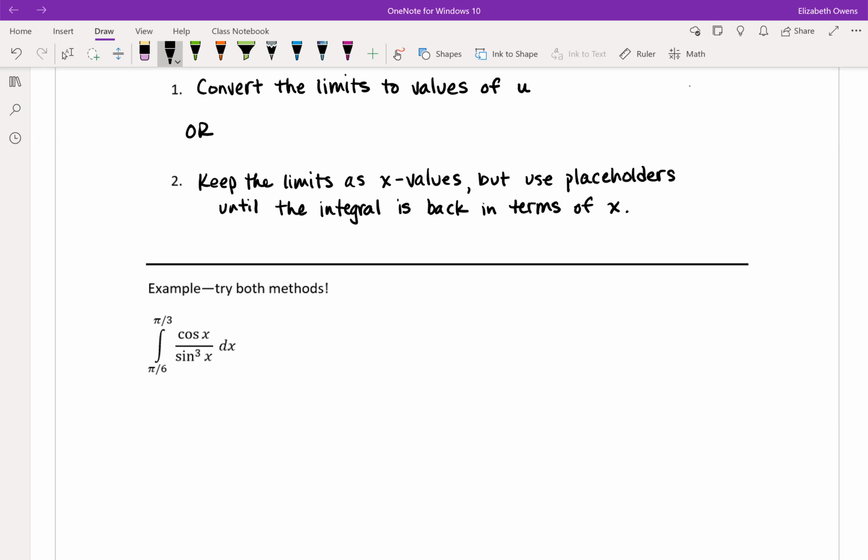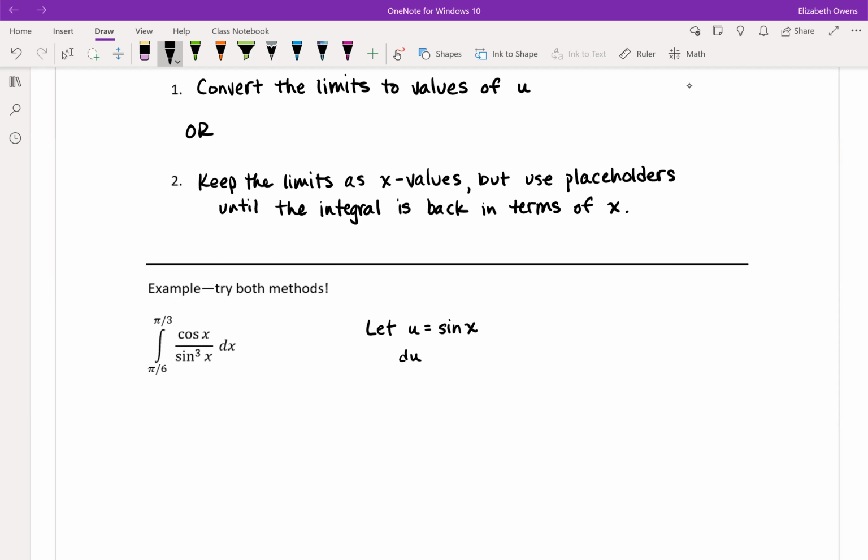It's either going to be your cosine or your sine value here. If we were to make cosine be our u, that would not be so good, because the derivative of cosine is negative sine. We have sine cubed and it's in the denominator, not so good. If you let u equal sine x, then the derivative of that is cosine x, which is sitting directly in our integrand. So the best choice here is to let u equal sine x.